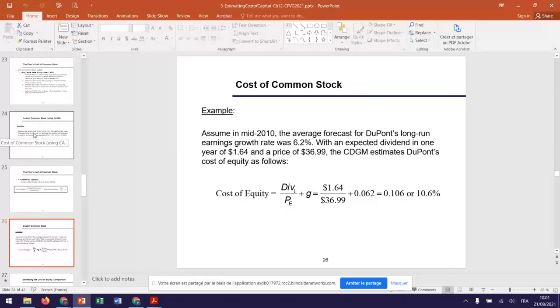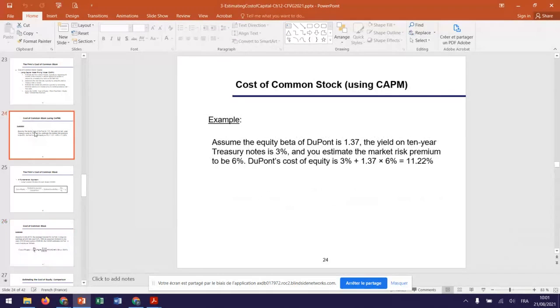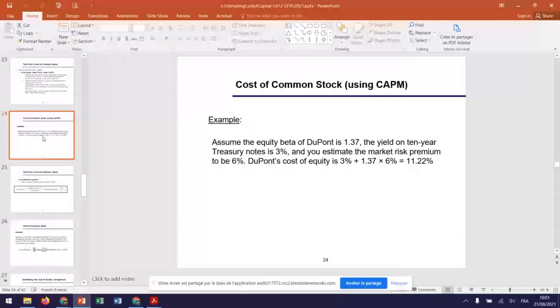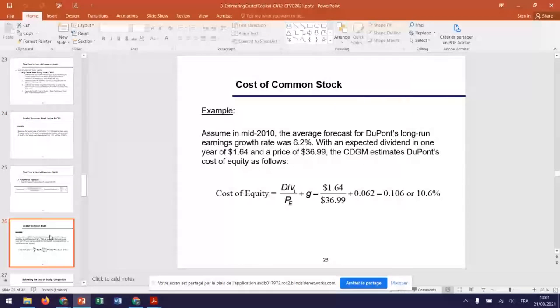When I use the CAPM, I get 11.22. So therefore, the estimates of the cost of equity capital can range from 10.6 to 11.22. As you can see here, the proxy, right? It's complicated to get a precise answer in the real world.